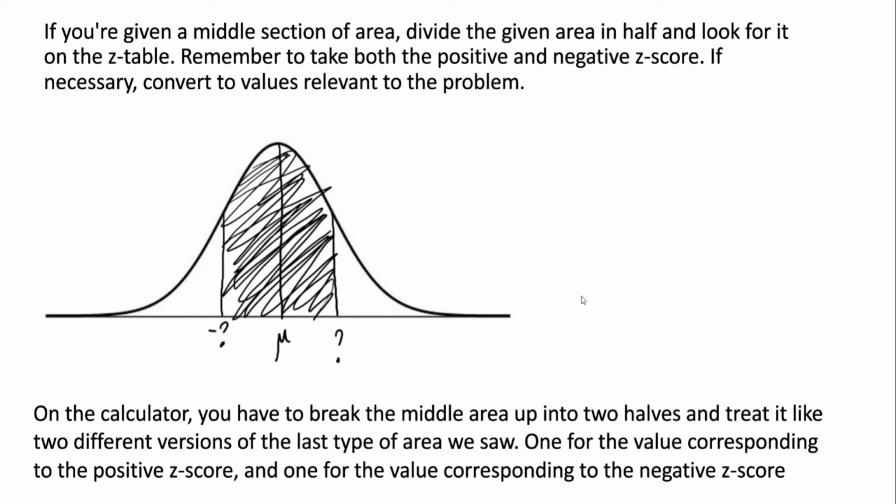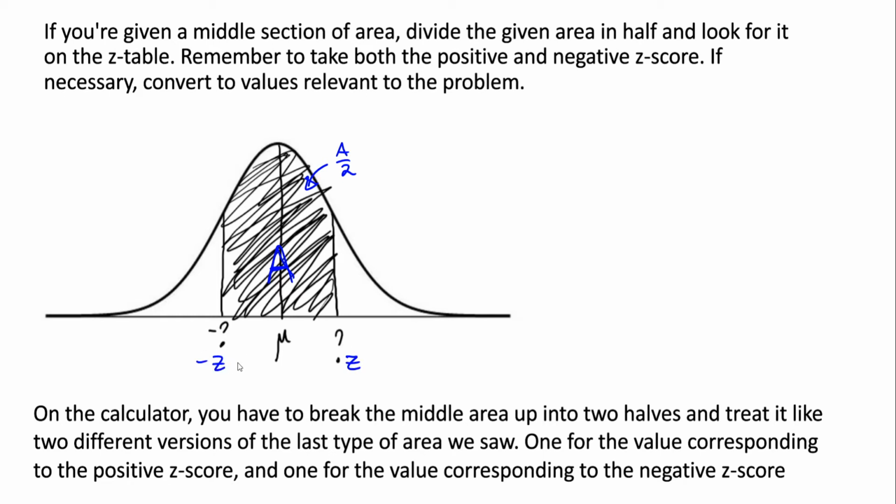The next type of area you could be given is a middle piece of area like this. If you're given a middle section of area, divide the given area in half and look for it on the z-table. So if this whole thing is equal to a over here, each half is a divided by 2. So you would look for this value on the table, and then you need to remember that you have a positive z-score and you also have a negative z-score.